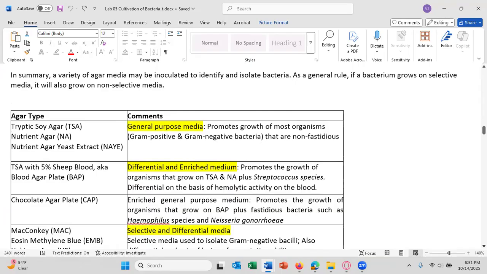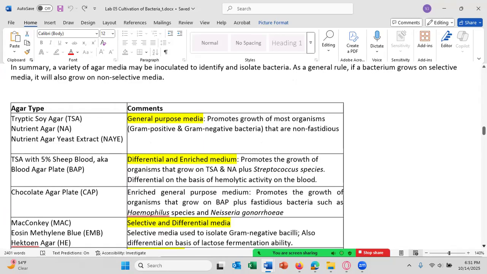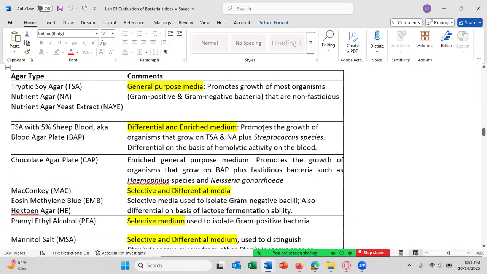The table here shows you the different types of media and then some of the media, the ones we'll talk about in this lab. So for the general purpose media, it grows all bacteria, non-selective. As long as it's not fastidious, it will tend to grow on a general purpose media, including TSA or tryptic soy agar, NA or nutrient agar, and that's nutrient agar with yeast extract.